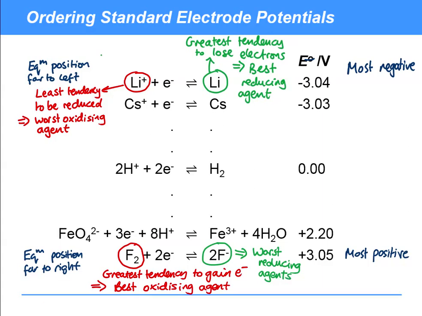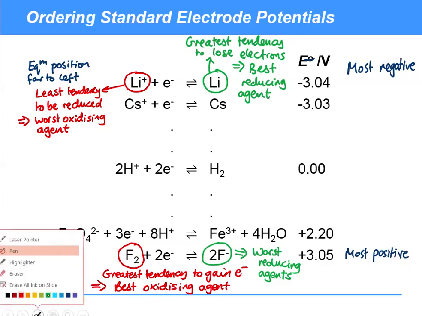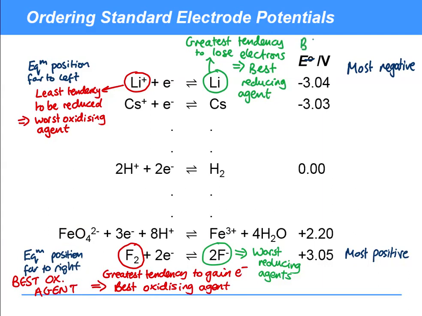Sorry, if you're in the bottom left of the series, you are the best oxidizing agent. And if you're in the top right of the series, as we've written it here, you are the best reducing agent on the right hand side. So that's how it's related to oxidizing and reducing power.